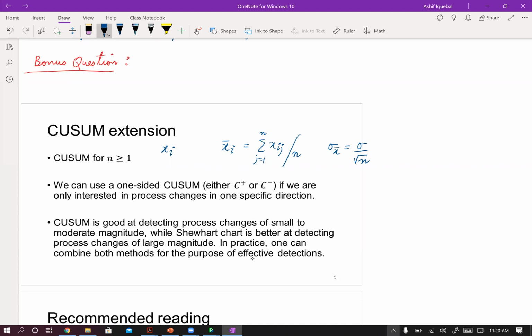Second point is we can use a one-sided CUSUM chart. In many scenarios, there's always a shift in one direction, and that happens a lot. I gave you some examples, right? It was the water contamination example. If you're looking at the content of lead in water, you always want to check when it exceeds a certain threshold upwards. So in that case, you may want to just use C plus. There are examples where you want to just use C minus.